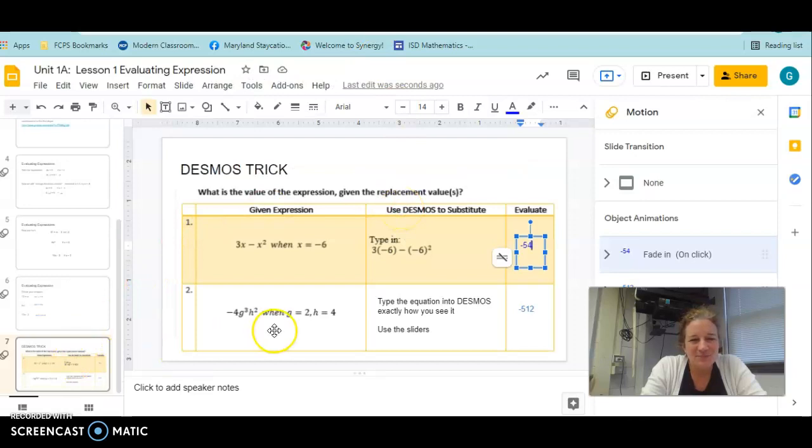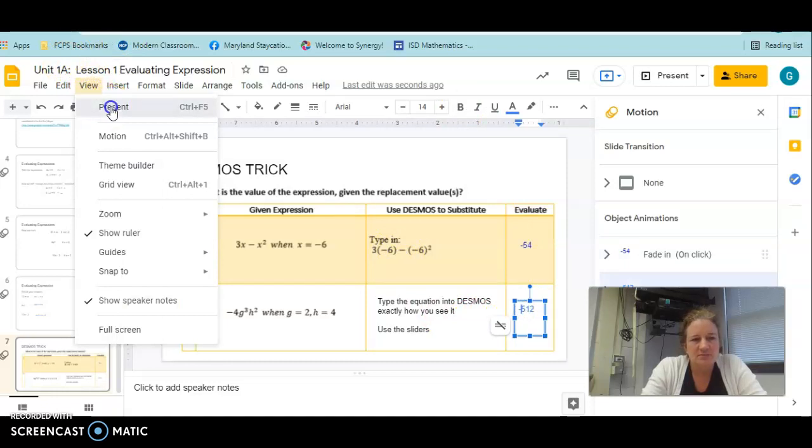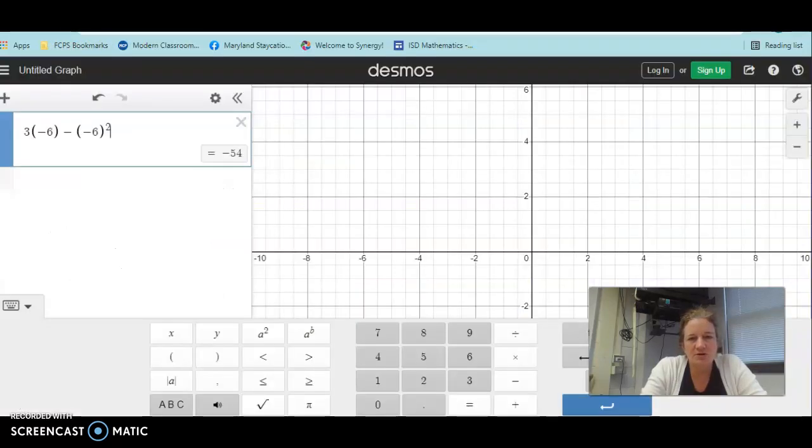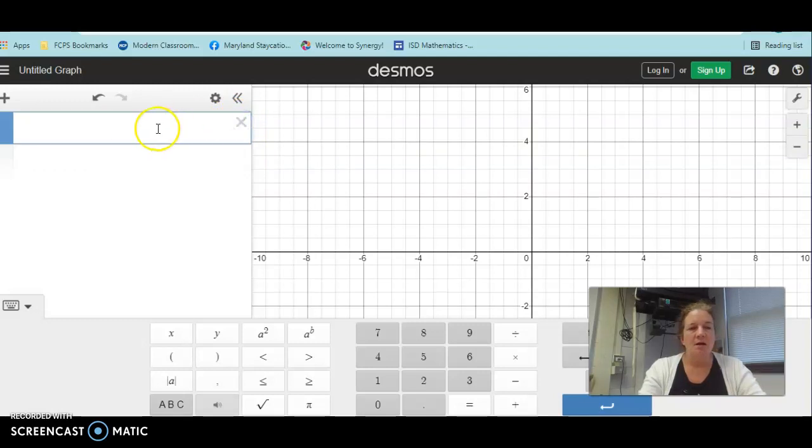Okay, so let's check this one out. This is a different way to do it. I'm going to show you a different way to do it. So you can just type it straight into Desmos, right? Or you can do it this way. So this is typing it straight into Desmos. Don't forget your parentheses, and you'll get -54. Okay? Let's try this one.